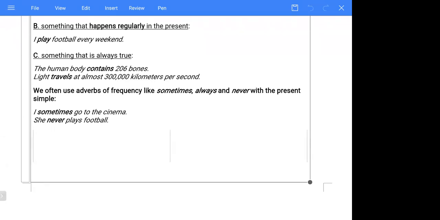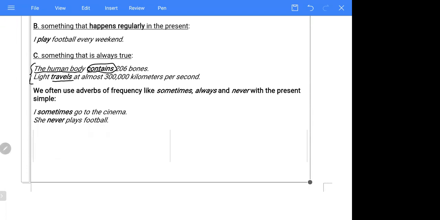The third use, as I say, is to talk about something that is always true. For example, the first example says the human body contains 206 bones. The verb contain has S on it because the subject, the human body, is a singular subject. And on the second example, light travels at almost 300,000 kilometers per second. These are two true things, something that we cannot change.